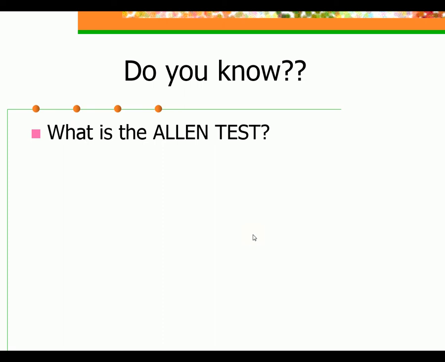So how do we do the modified Allen test? Number 1, the client closes their hand into a fist. Let's do this together. Number 2, the nurse occludes the radial and ulnar arteries on the hand that is in a fist. Ask the patient to open their hand. It should be a very blanched color because of the lack of blood.